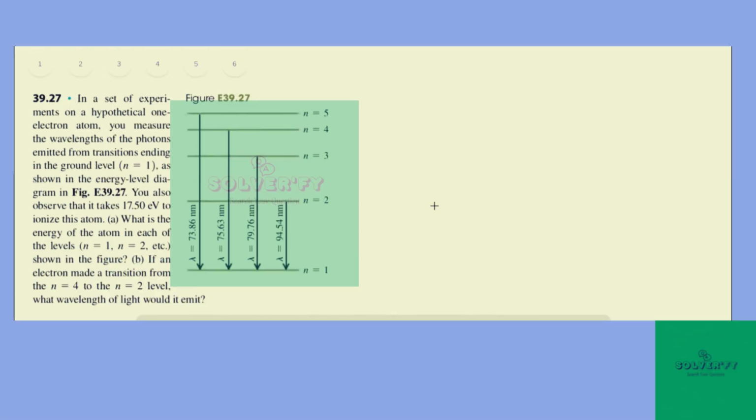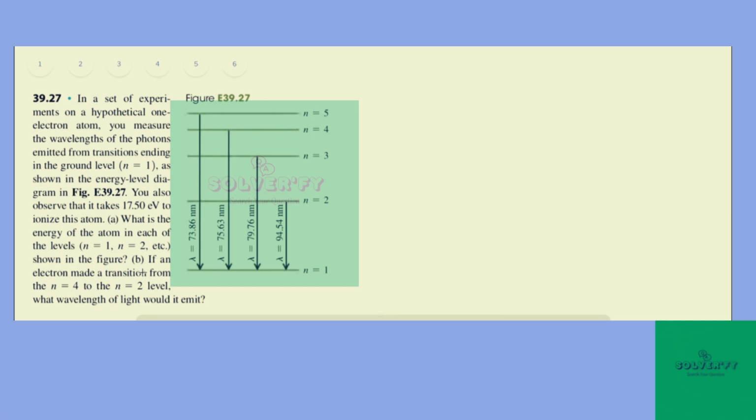In a set of experiments on a hypothetical one-electron atom, you measure the wavelengths of the photons emitted from transitions ending in the ground level, as shown by these arrows in this figure. You can also observe that it takes 17.50 electron volts to ionize this atom. The first thing we want to know is what is the energy of the atom in each of the levels shown in the figure. That is, n is equal to 1 all the way through n is equal to 5.